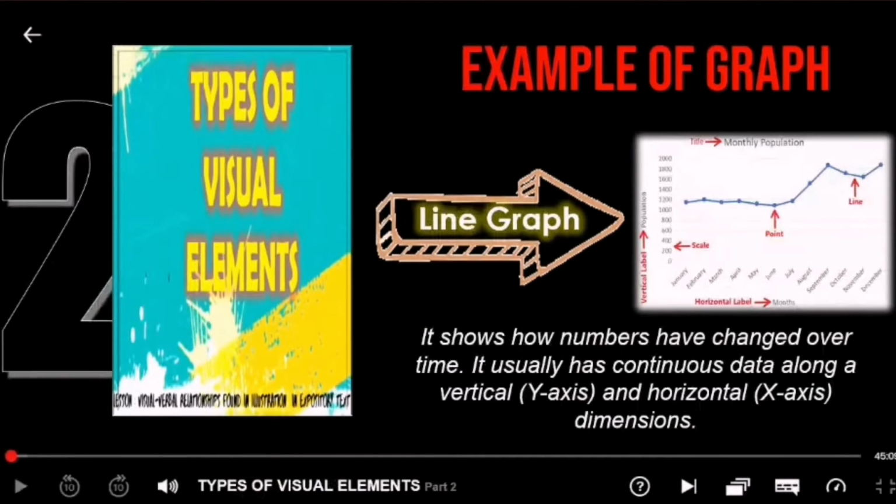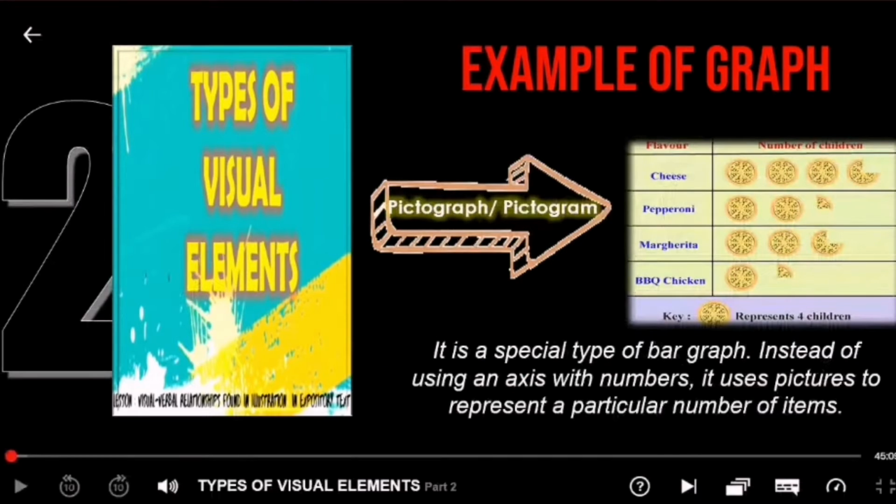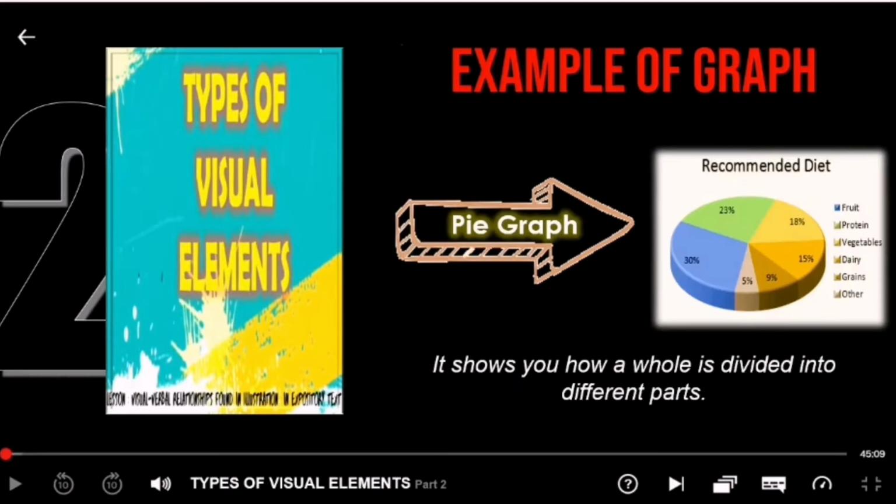Next, we have the line graph. It shows how numbers have changed over time. It usually has continuous data along vertical or the y-axis and horizontal or the x-axis dimensions. Third one, we have a pictograph or pictogram. It is a special type of bar graph. Instead of using an axis with numbers, it uses pictures to represent a particular number of items. And the last one is the pie graph. It shows you how a whole is divided into different parts.